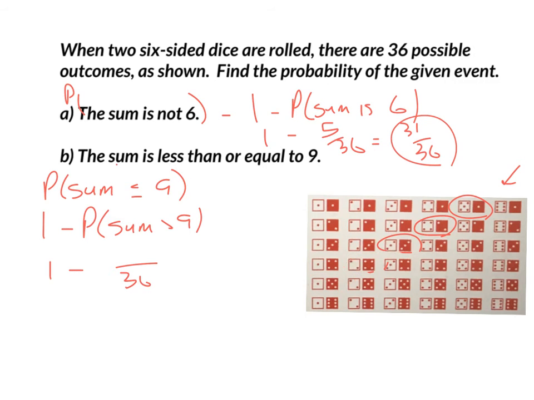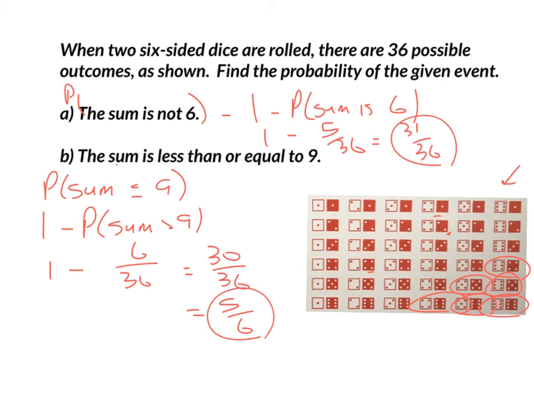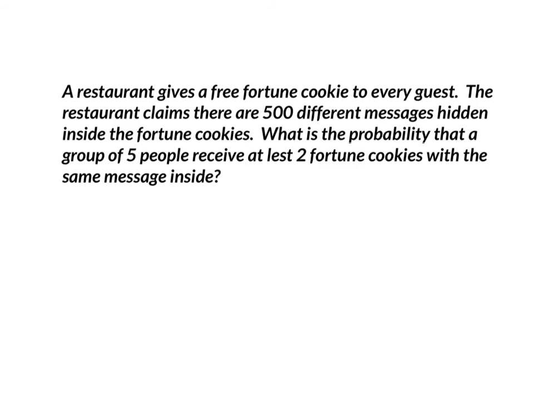Let me see if I can erase these real quick. I'm looking for sum is greater than 9. Greater than 9, there's a 12, there's an 11, there's a 10, there's a 10, there's an 11, there's a 10. And that's all I'll find, which is 6 of them. So it'll be 1 minus 6 over 36, which is 30 over 36, which reduces down to 5/6. And there you go. That's how you use complements. A very smart way to use them.